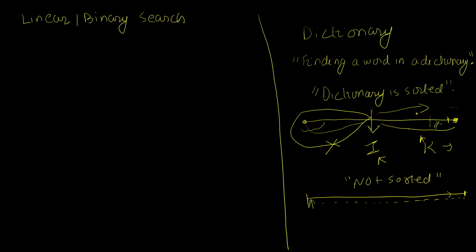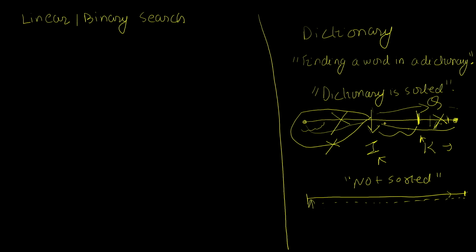I'll repeat the same process. I'll look in the middle and this time let's assume it's not K but Q. Okay, something after K. And what do I know now? See, this space I have already omitted. And finding Q has allowed me to omit this space as well. So I know that my word is now between this range only. And I can keep reducing the search space in half every time until I find my desired word or search item.